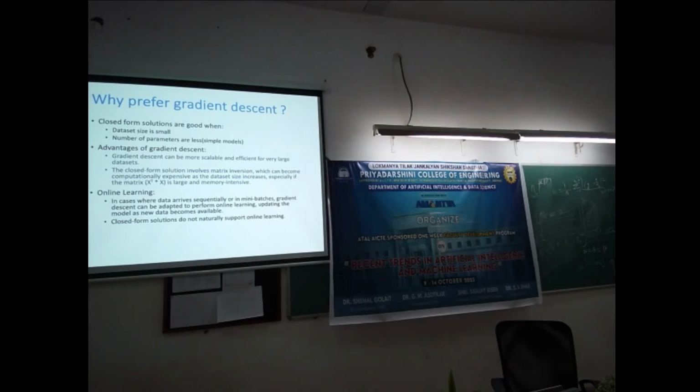The closed form solution involves matrix inversion, which can become computationally expensive as the data size increases, especially if the matrix X transpose X is large and memory intensive. To hold that big matrix, you require a lot of memory, because real problems have thousands of data points and hundreds of attributes. So the matrix becomes really very large.